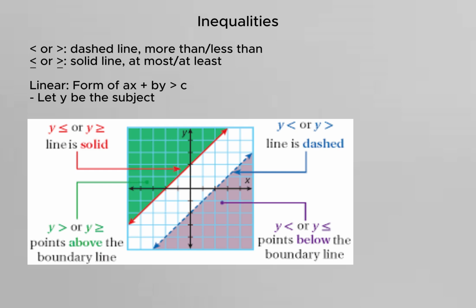Like for example, you see the diagram at the bottom? Yeah, that's right. If the line is solid, then the inequality sign has an equals. Otherwise, a dash line is the one without the equals. And you need to realize that to the left and bottom, it is less than, whereas to the top and the right, it is more than.